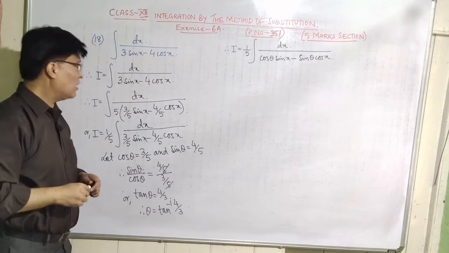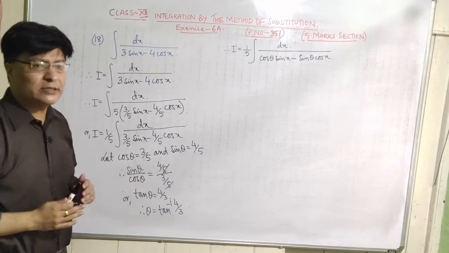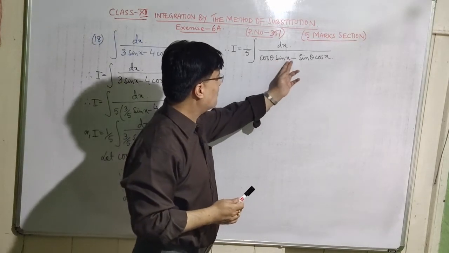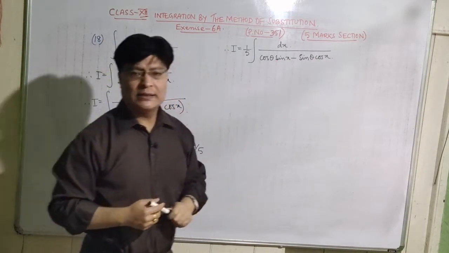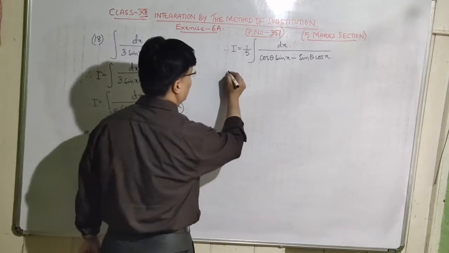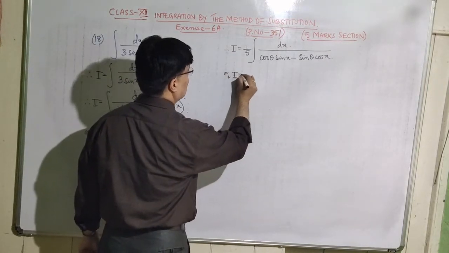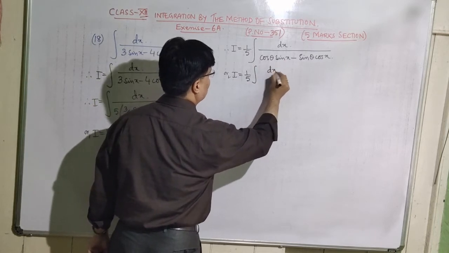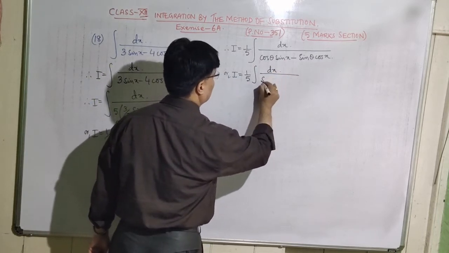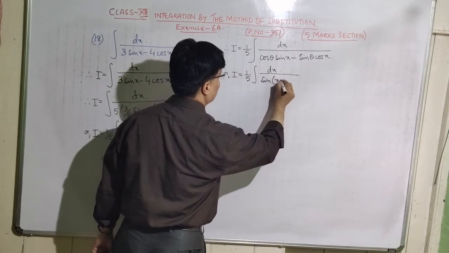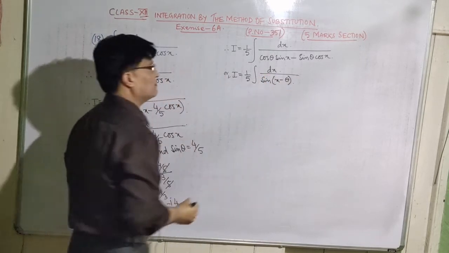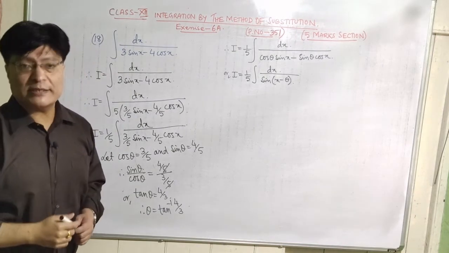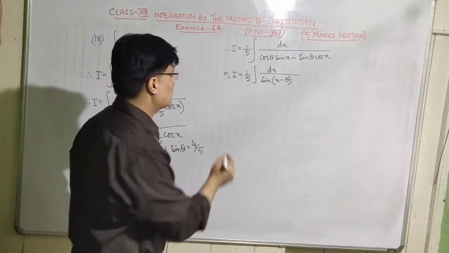Okay. So now what is the formula in the denominator that you can use here? It is sin a cos b minus cos a sin b. That is the formula, sin of a minus b. So I is equal to 1 by 5 integration of dx divided by sin of, what is a minus b? It is x minus theta. So what is this? 1 by sin of x minus theta, that is cosec of x minus theta.